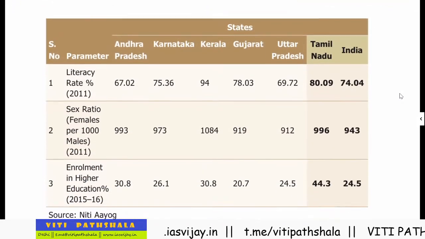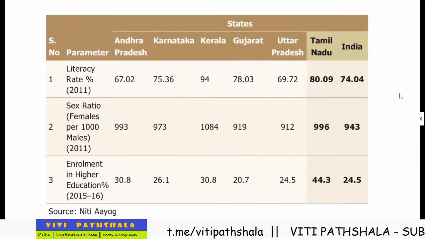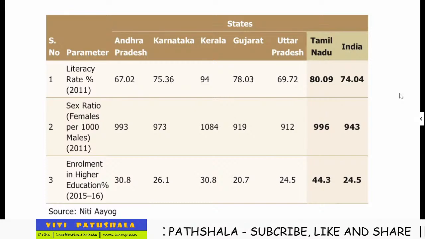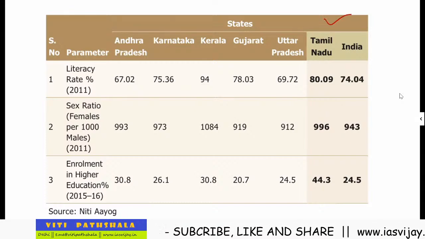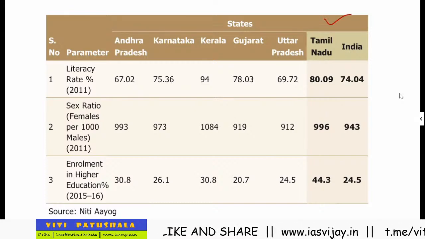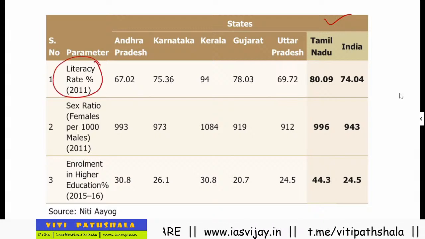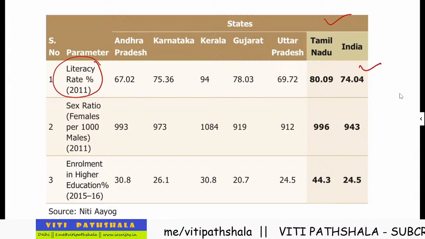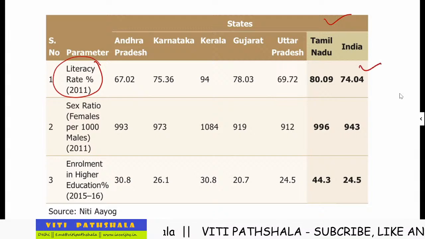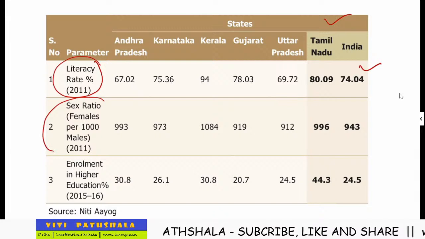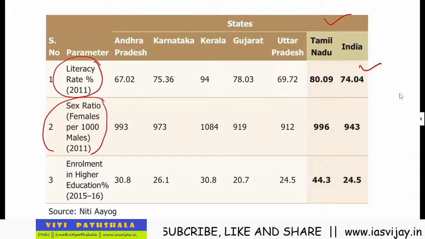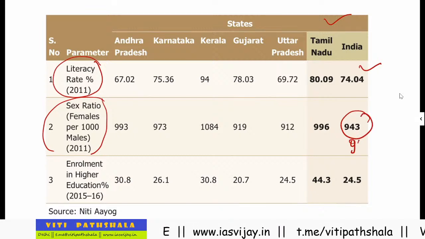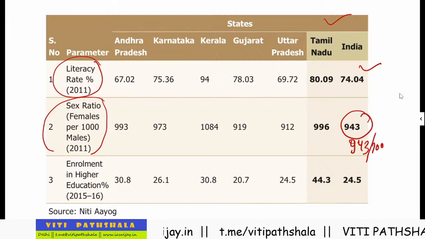Now they have shown you the data of the states and the parameters, and they have given Tamil Nadu for those people who are aspiring for the Tamil Nadu exams. Now, the literacy rate in percentage in 2011, overall India's literacy rate is 74.04. Then the sex ratio, that is the females per thousand males, in India is 943 per thousand males.